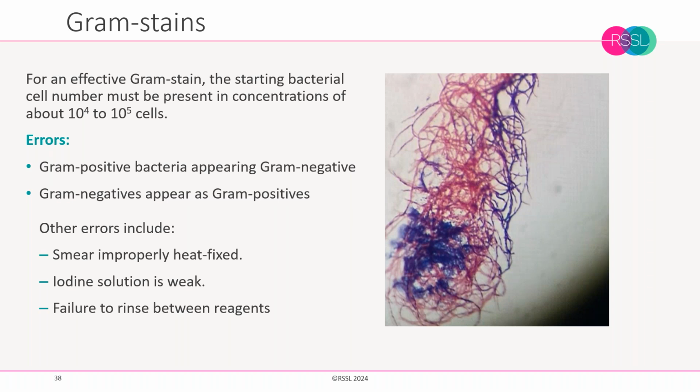Gram positive bacteria can appear gram negative due to excessive heat fixation, through the use of iodine solution that's too old, or through over decolorization. Gram negatives can appear as gram positives if the smear is too thick, or if our cultures are too old. And also we can do improper heat fixing and sometimes merge cultures together.